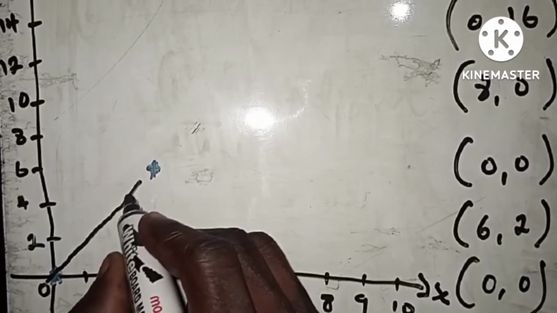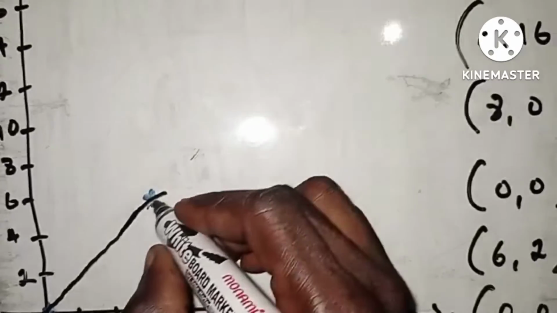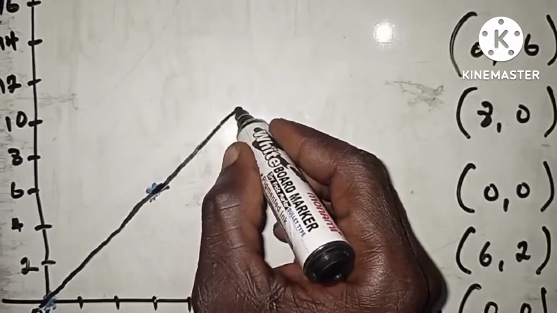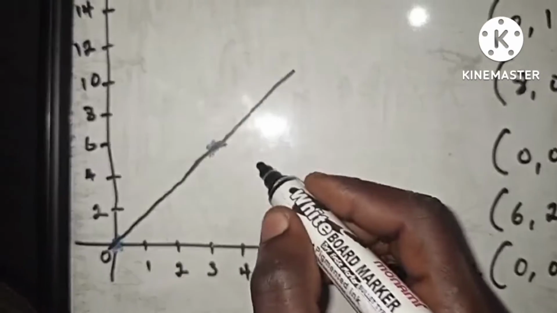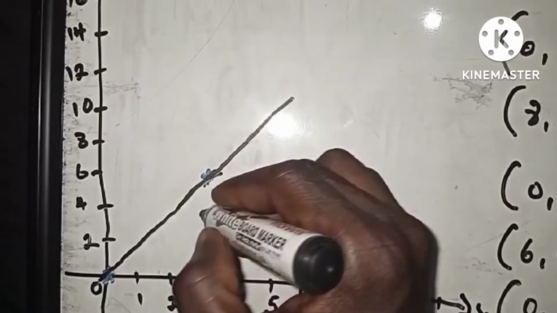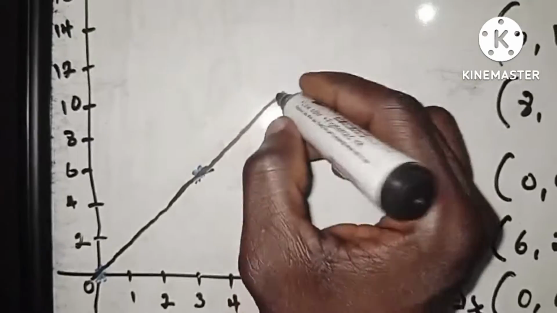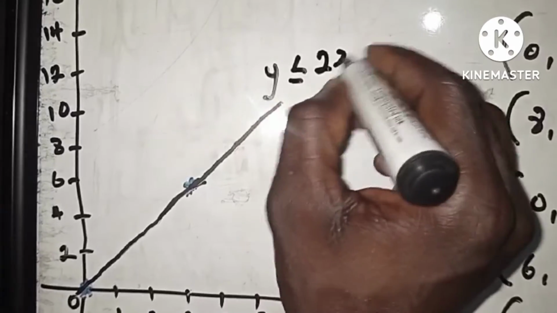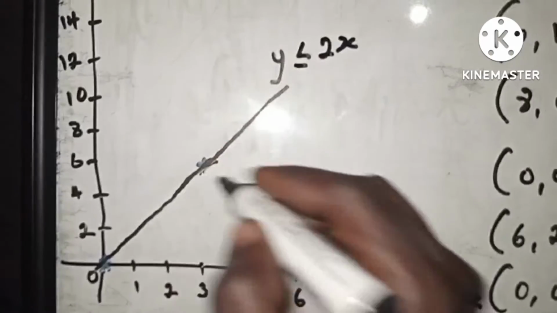So that's what I said at the beginning, that you have to make sure that you have 2 points for each inequality. So even though this is not a straight line, let's consider this one to be a straight line, right? Okay, so now there you have the y. This is y less than 2x. That is for this line.